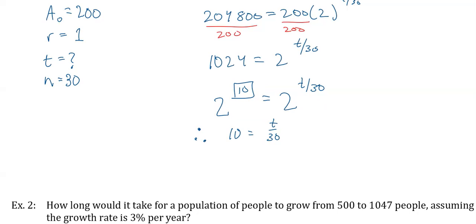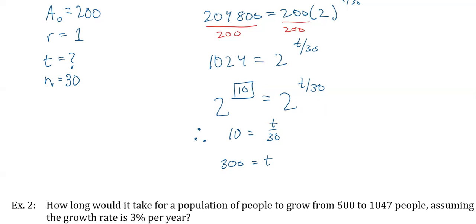Pearson, what do you think we do? Divide 30 out of the t. Yeah, but I'm not going to divide. I'm going to get it out of there. But what am I going to do to move it? Very good, multiply. So multiply both sides by 30. Okay, and I get 300 equals t, or t equals 300.